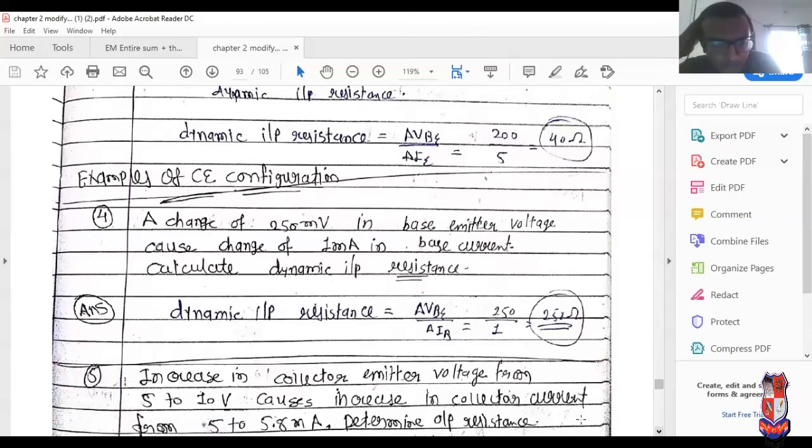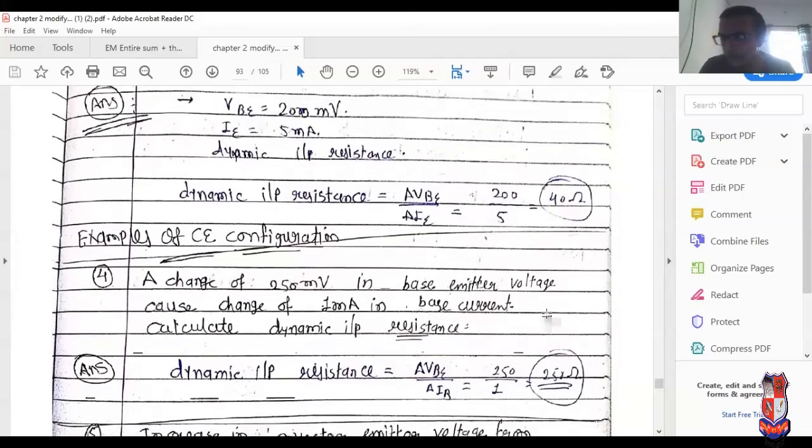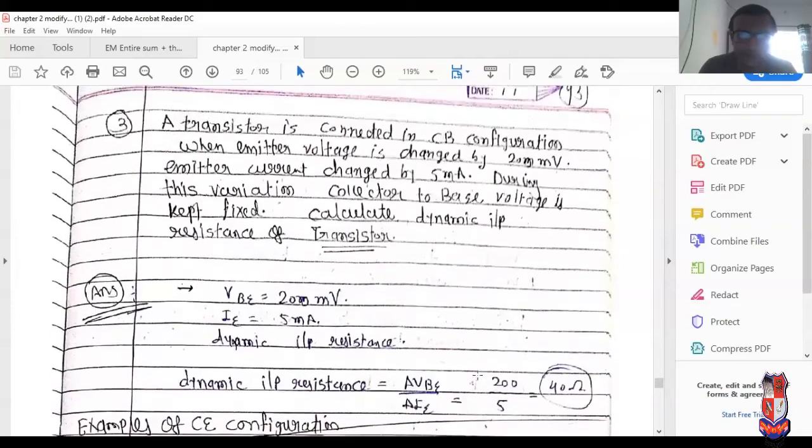A change of 250 millivolt in the base to emitter voltage causes a change of 1 milliampere in the base current. Calculate the dynamic input resistance. Obviously, dynamic input resistance means input voltage divided by input current. Also in the loop equation we discussed that input voltage is delta VBE and input current is delta IB. So the answer is 250 ohm. So it is the correct answer.